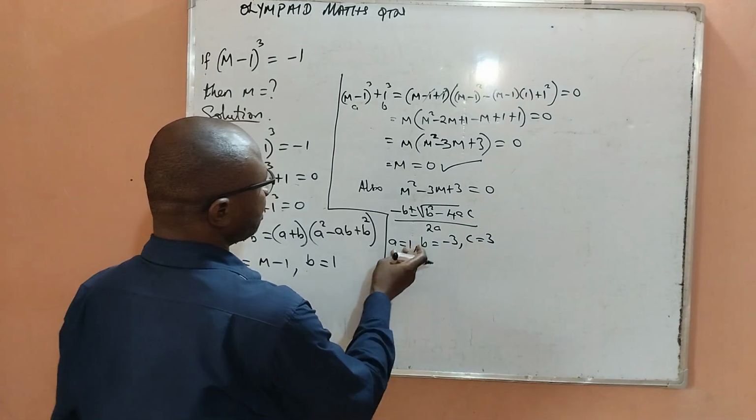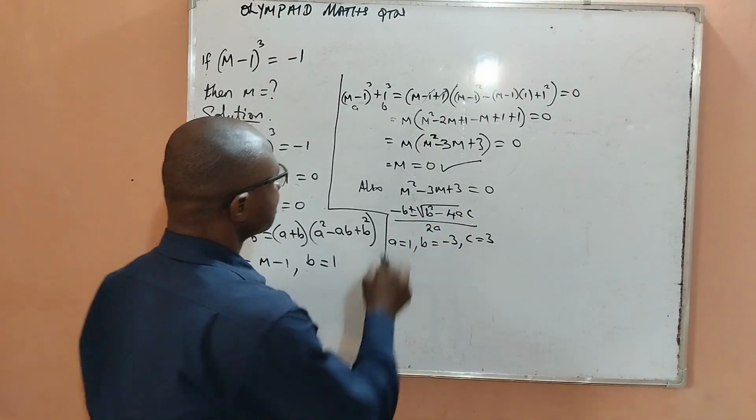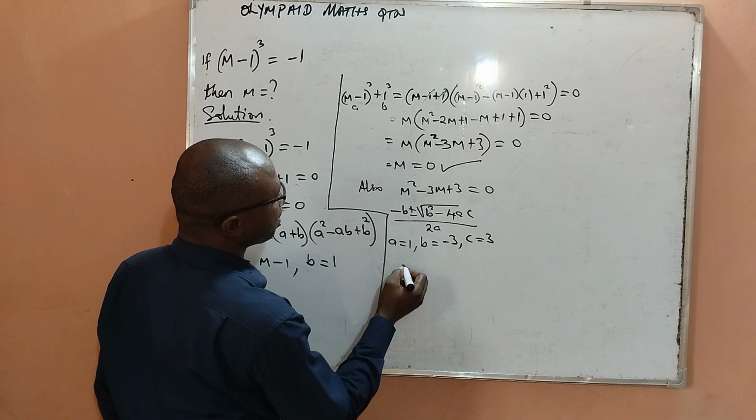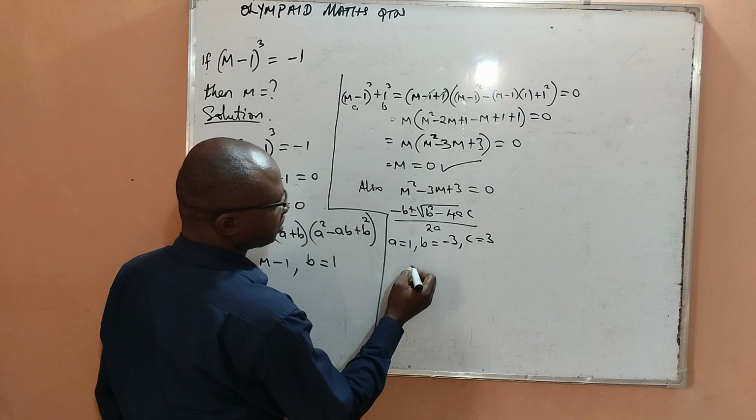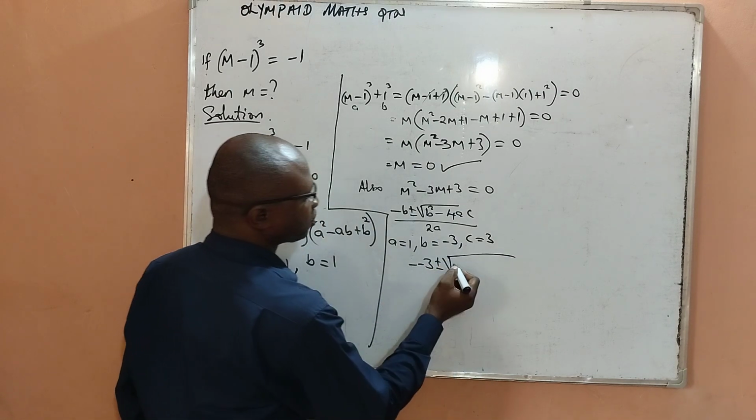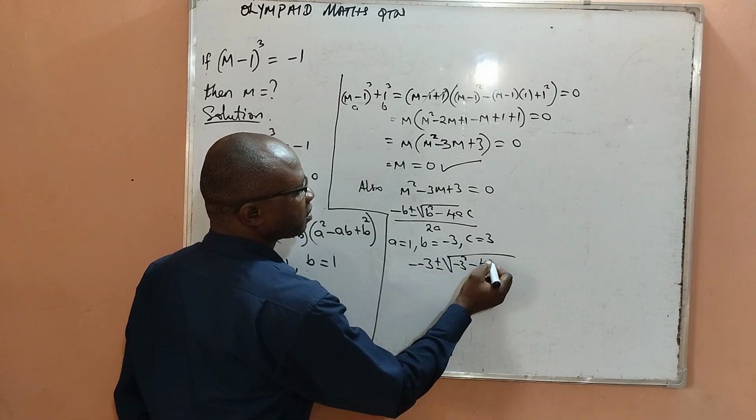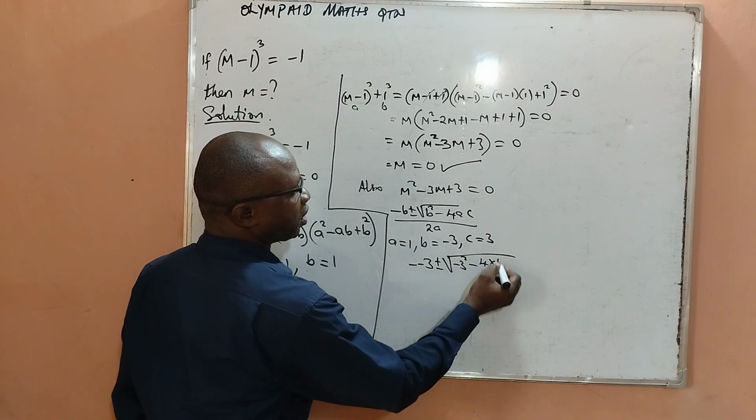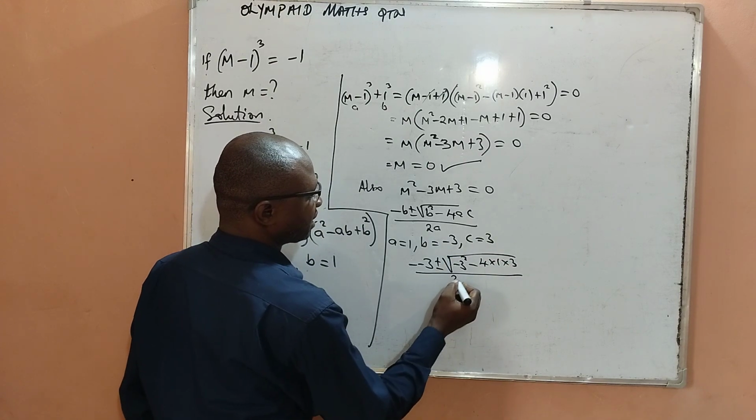We substitute a, b, and c into the quadratic formula. When that happens, I'll have minus b, which is minus minus 3, plus or minus the square root of minus 3 squared minus 4 multiplied by a, 1, multiplied by c, 3, all divided by 2 multiplied by 1, 2a.